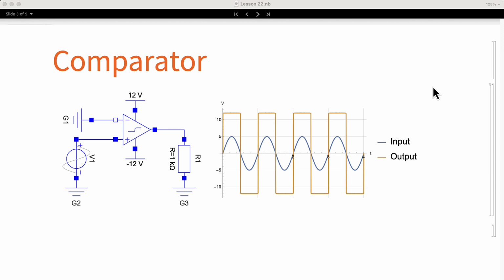This operation is basically a comparison. When the voltage is larger than 0, the output is 12 volts, and when it is less than 0, the output is minus 12 volts. In a real op-amp, there are a few things that we need to consider. If you remember the previous lesson on real op-amps, there is a small offset voltage at the input. That will make the comparison not exact, but maybe good enough for most applications.